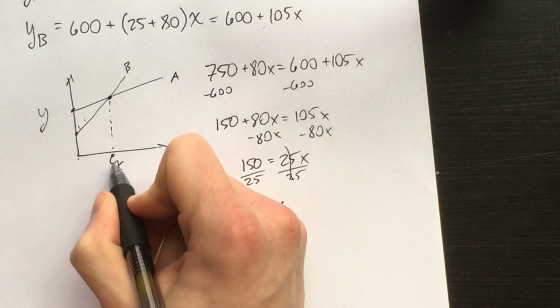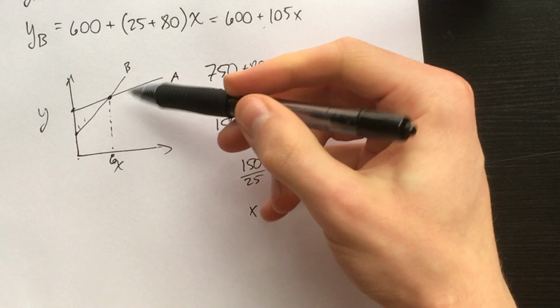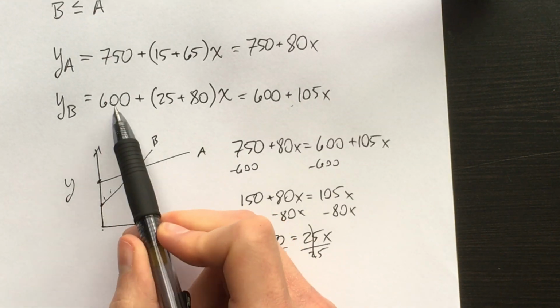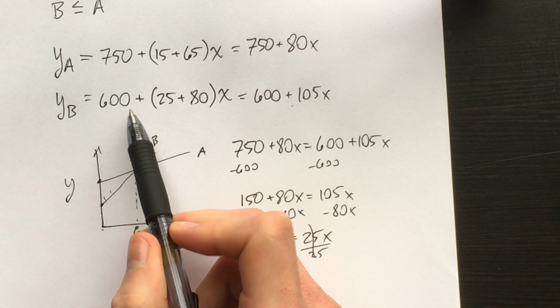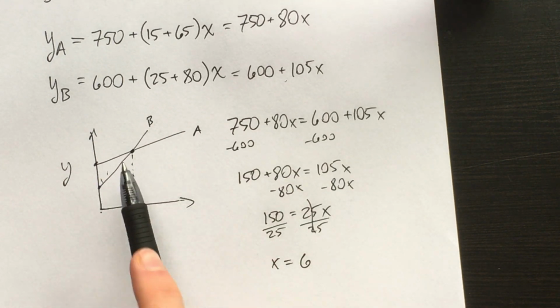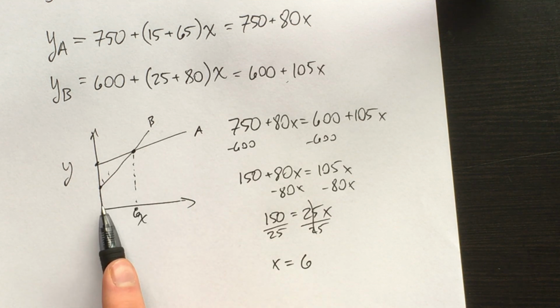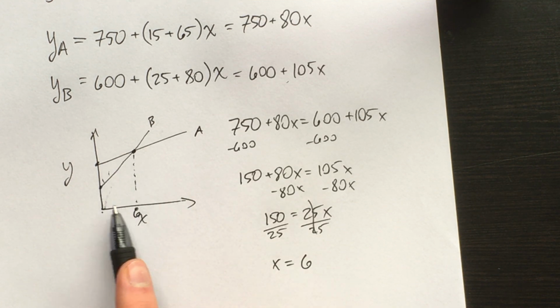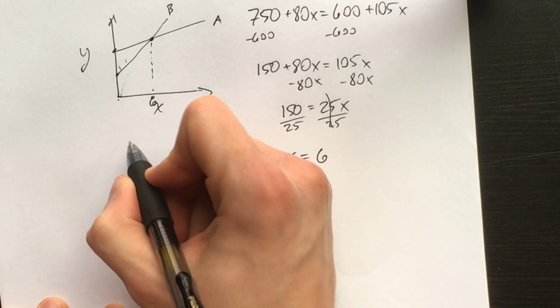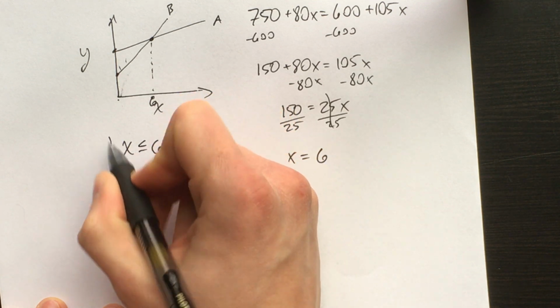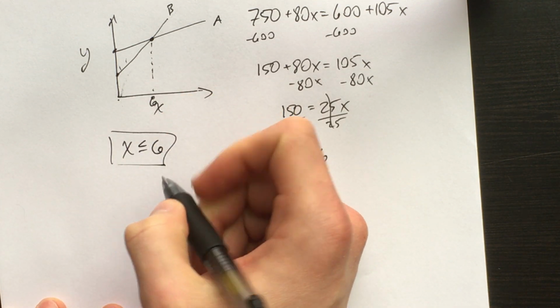So that means that at x value 6, our two functions are equal. And as we just established, because B has a lower starting point, it's not from this point onward that B has a lower value, but rather up until this point. So from 0 to 6. That means that for x less than or equal to 6, B will have the lower value, and this is the answer. So that is A.